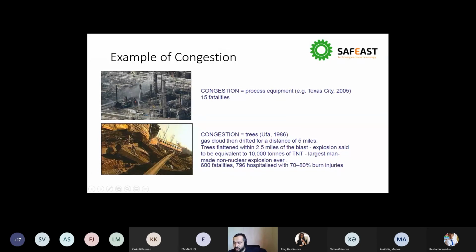Actually, the trees in the forest acted as congestion. The gas cloud drifted for a distance of a couple of miles, and the trees were flattened with a blast. When they say the explosion was equivalent to 10,000 kilograms of TNT, you cannot explain this without the congestion effect of these trees, which resulted in 600 fatalities.